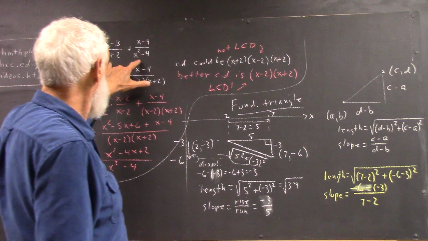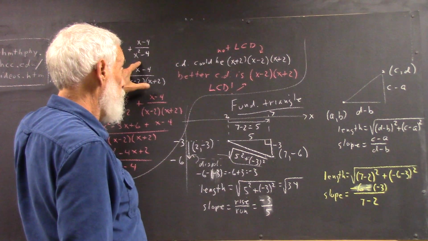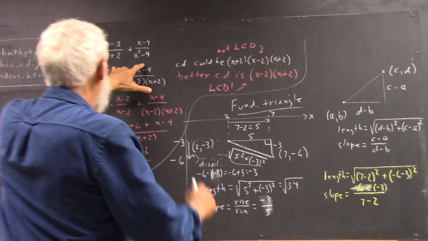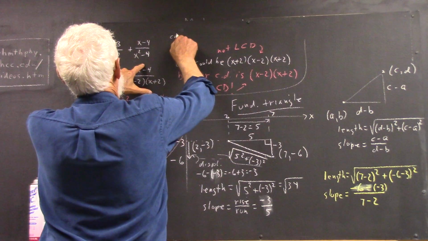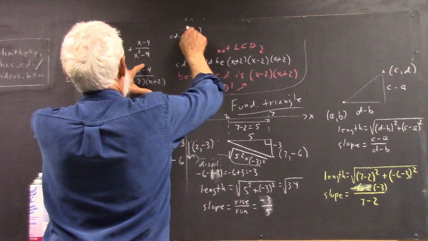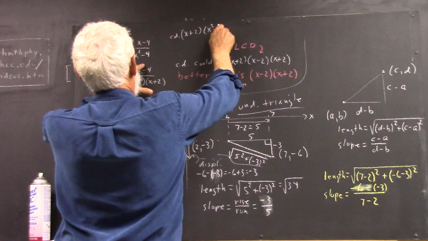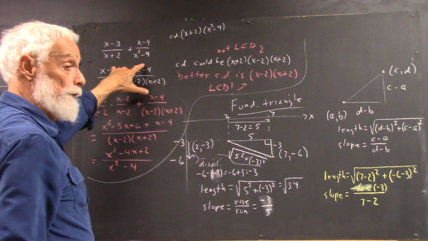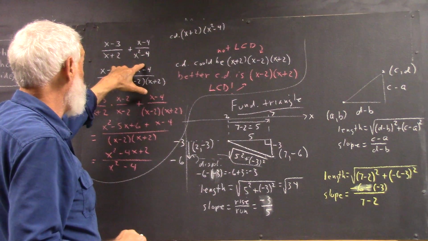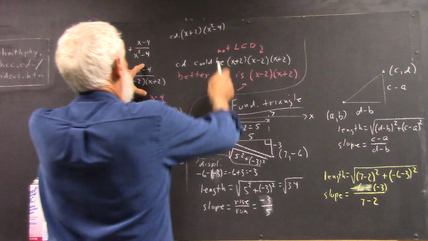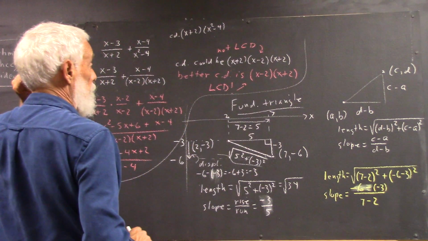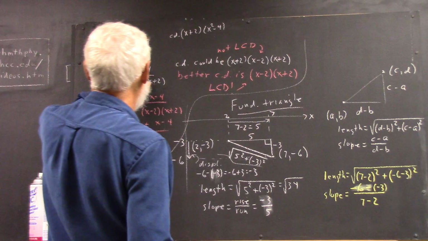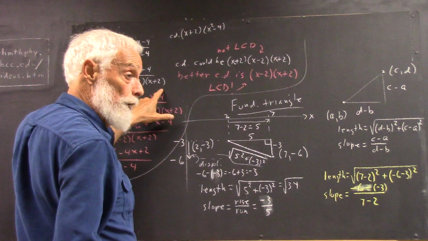Now, if you look at this, you would think that there's a common denominator of x plus 2 times x squared minus 4, and you would be right. That would work. You could do that just as we did the preceding example. But since this factors, it gets a little simpler. So we have x squared minus 4 is x minus 2 times x plus 2.